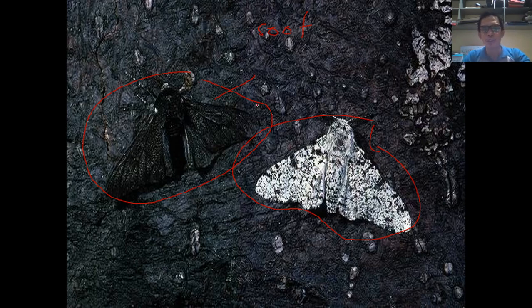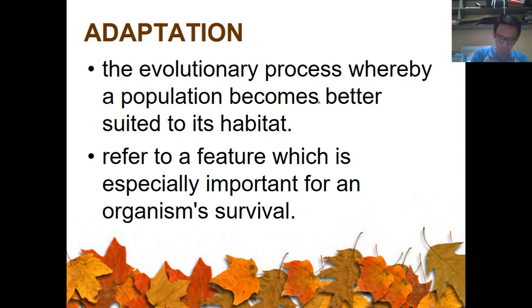All right, so that's the story behind this peppered moth, and selection happens in nature. So nature selects who will survive among these moths that we have right here. Now, one process that organisms will do on these particular challenges is called adaptation. This is the process whereby a population becomes better suited to its habitat.